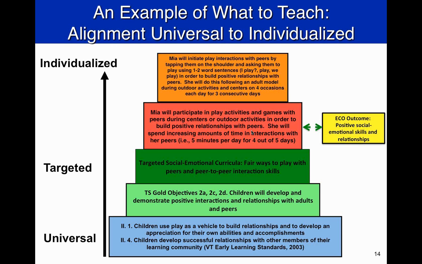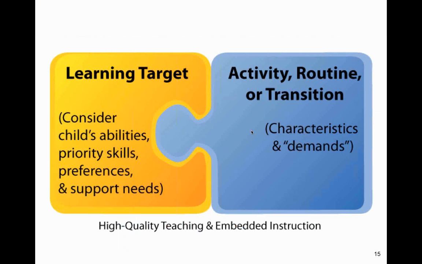The other important consideration related to what to teach from a response to intervention and embedded instruction approach is to think about how the skill that's specified in the learning target is a proximal instructional priority to improve the relationship between child and environment fit and to support a child's engagement and learning in the ongoing activities, routines, and transitions. And so we want to think about putting the puzzle piece together so that the learning target considers the child's abilities, skills, preferences, and support needs.